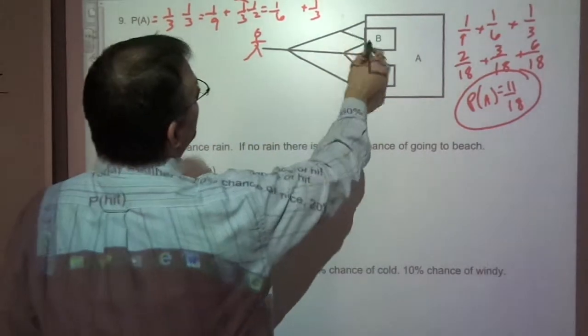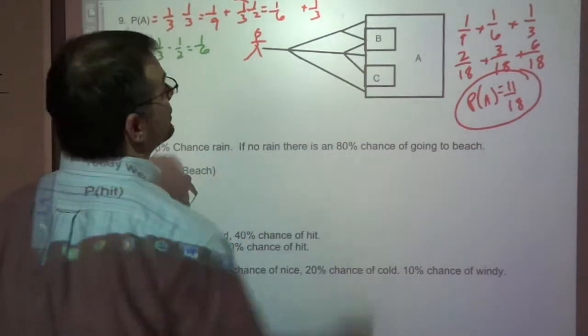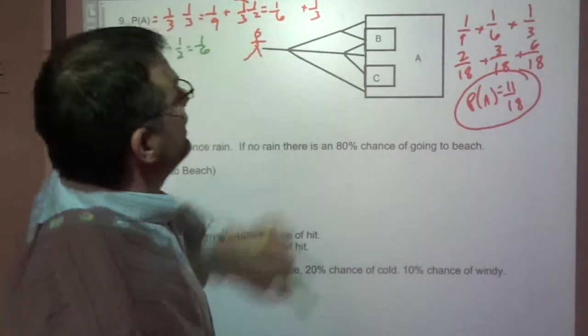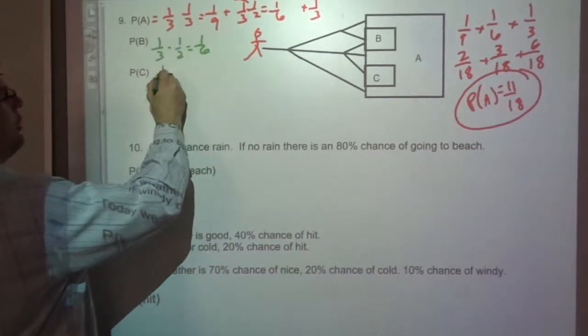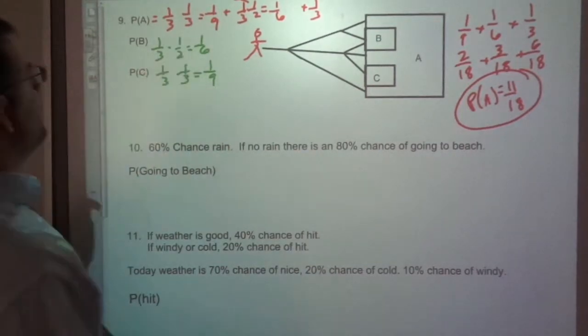And then a 1 out of 2. So that's a 1 out of 6 chance he does this and this. Or he could go 1 out of 3 and another 1 out of 3. So he could also go 1 out of 3 times 1 out of 3, which is 1/9. We can add those two together.